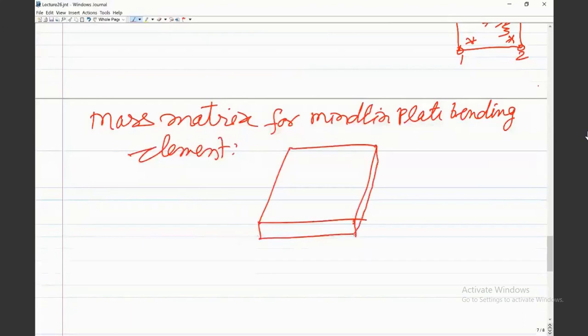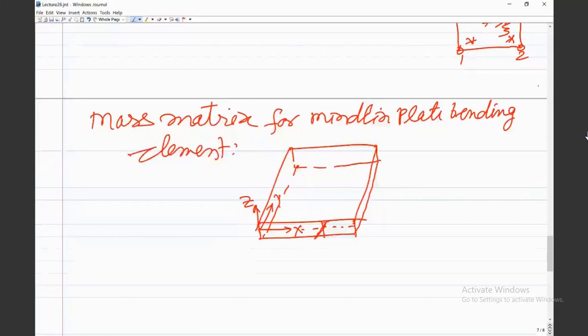So this is the element, and the coordinate axes are, this is x, this is y, and this is z. And then if we take any normal over here, normal to the middle surface, so after deformation it remains straight but not normal. So that is the assumption. So this is the deformed normal, and if you look at this, this is z into theta x.